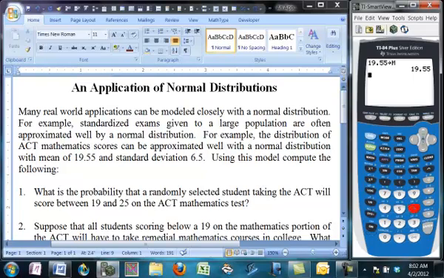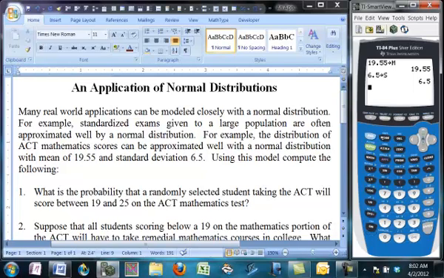And similarly, I'm going to take 6.5 and store that as alpha S. Notice these things are in alphabetical order, so it looks like S is right there above the LN button. So now we have the mean and standard deviation. We want to find the probability that a randomly selected student taking the ACT will score between 19 and 25 on the mathematics portion of the ACT.